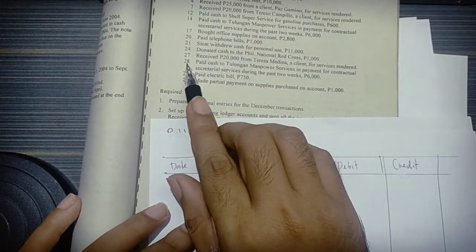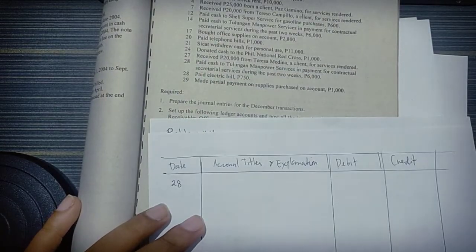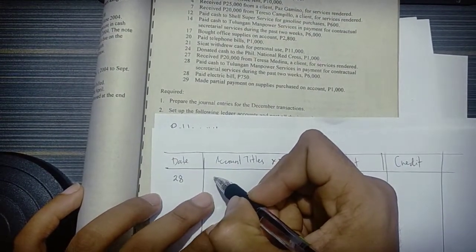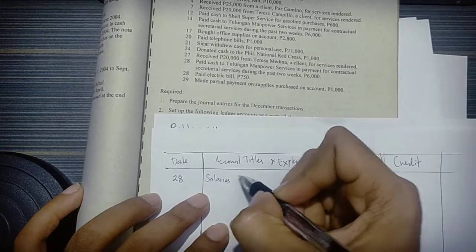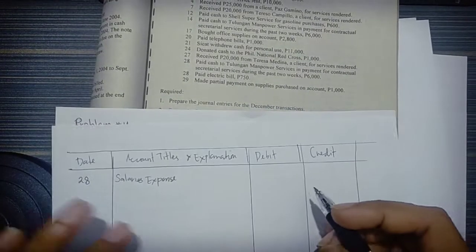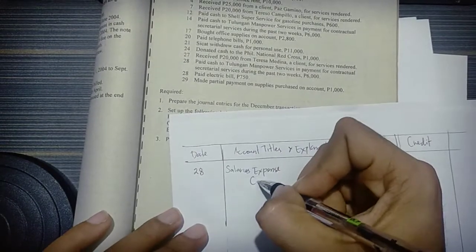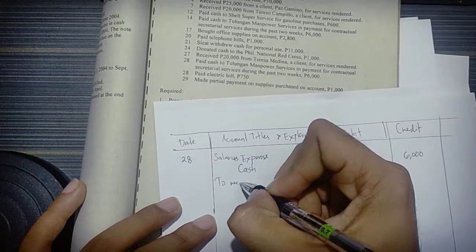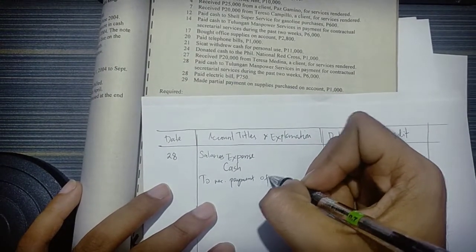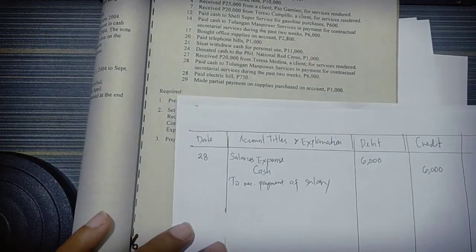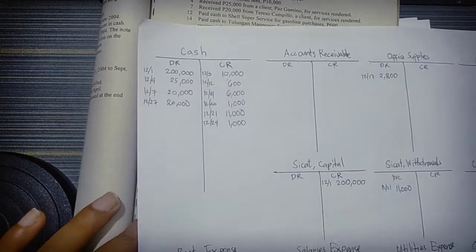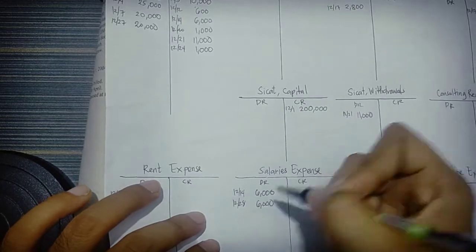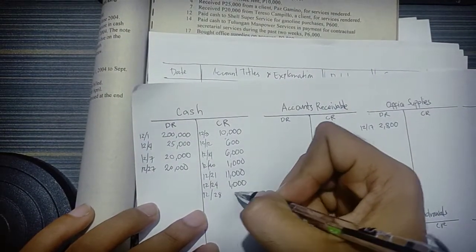Actually it is the same transaction as December 14. So debit salaries expense 6,000. Credit cash 6,000. That is the record of payment of salary. Then reflect that of course in our T accounts. Salaries expense 6,000, then credit cash 6,000.